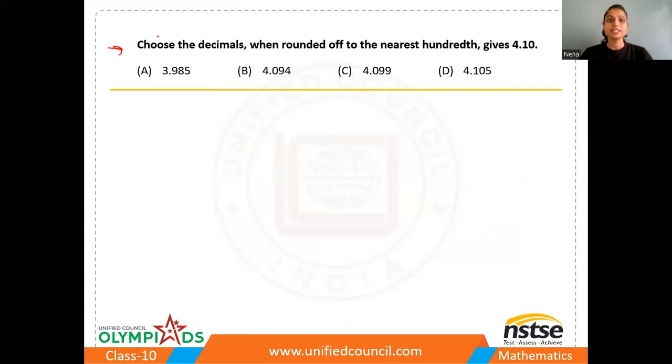The question is, choose the decimals which, when rounded off to the nearest hundredth, give 4.10. In this question we have four options, and we have to round each one off to the nearest hundredth and check which one is equal to 4.10.